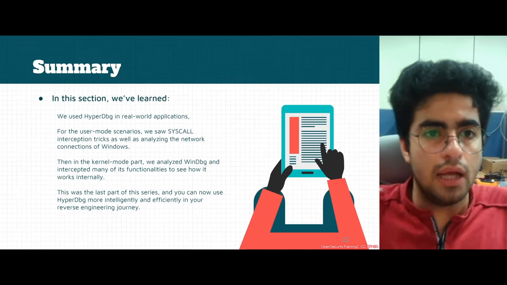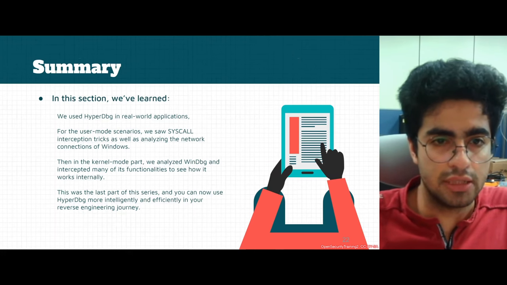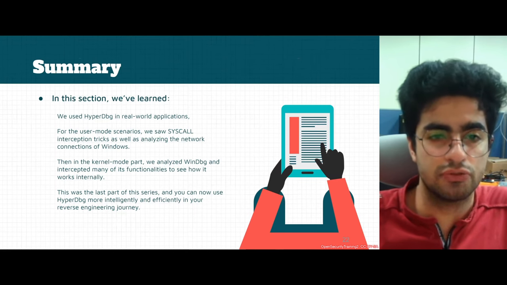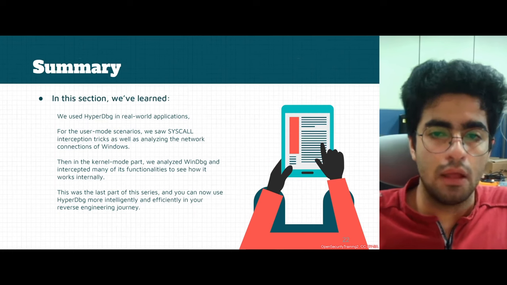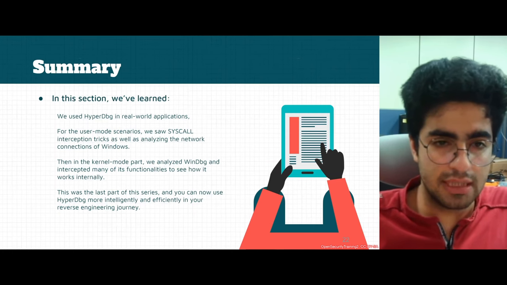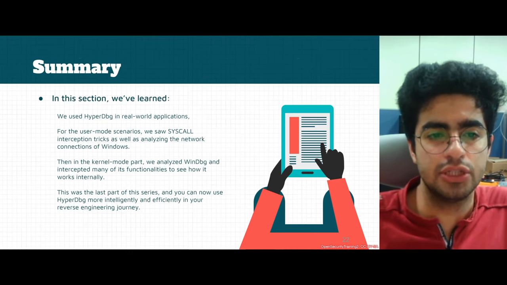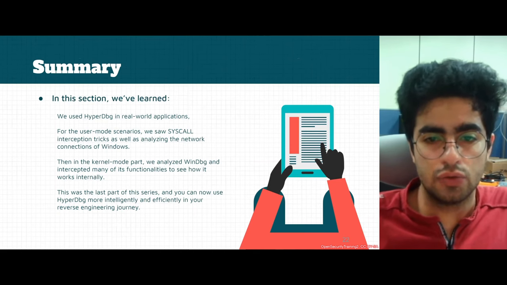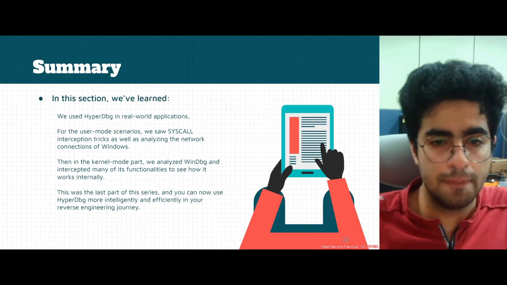Okay. In summary, we used HyperDbg in a real-world application. We used it for a user mode scenario. We saw the syscall interception tricks, and we also analyzed the network connection, and we also sniffed the data of the network from the system calls. And in the kernel mode part, we also analyzed WinDBG and intercepted many of its functionality, using some automated scripts to find and reverse some of the functionalities of WinDBG.